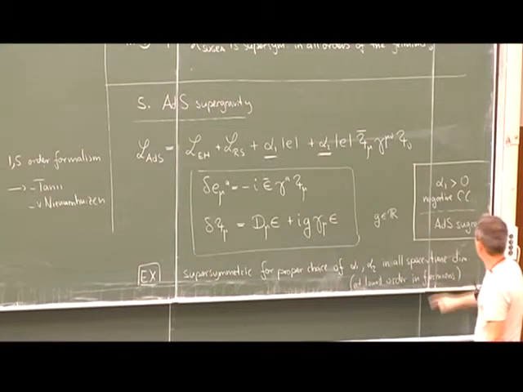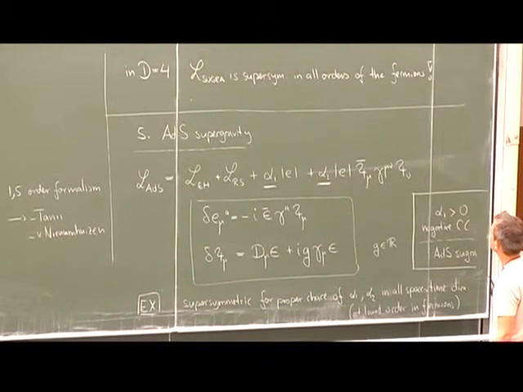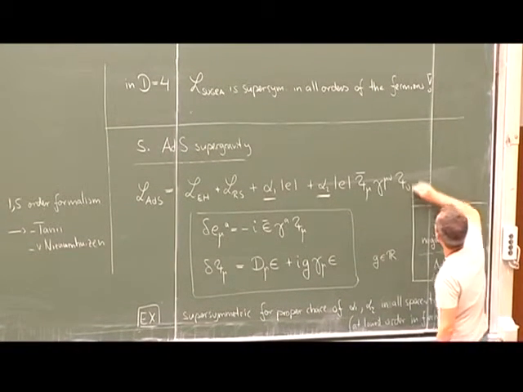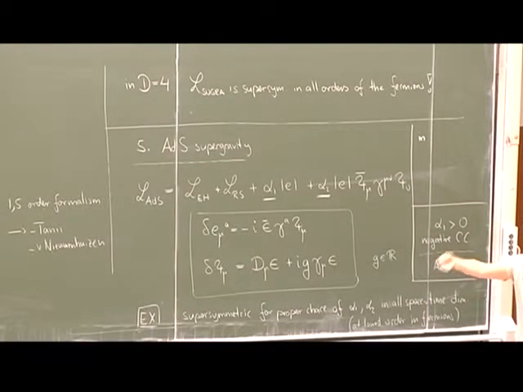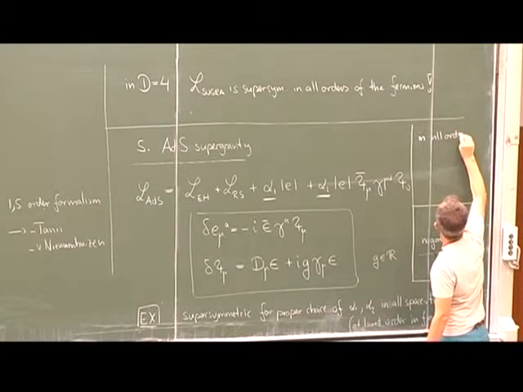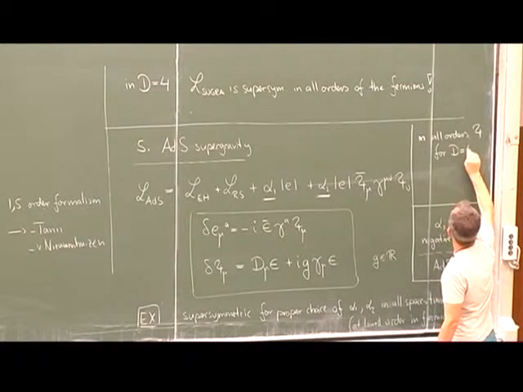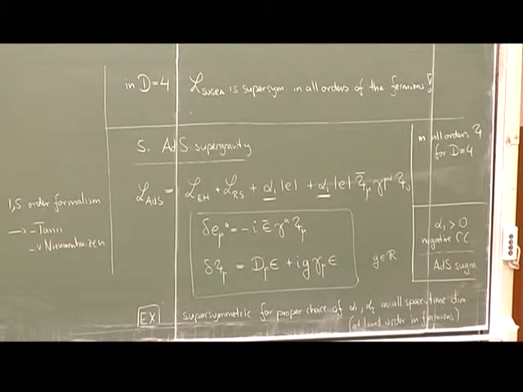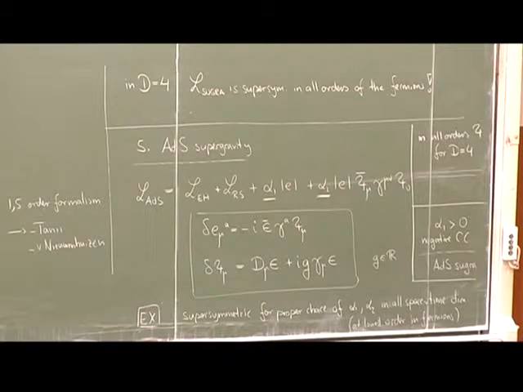And again, let me make one more remark. In all orders, because that's the crucial test: is it true to all orders in the fermions? It's true in all orders of fermions for four space-time dimensions. I think that goes back to Townsend, who proved that the first time. But for all other dimensions, we will have to check case by case.